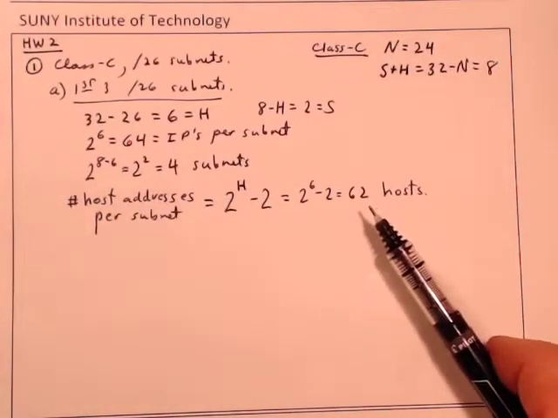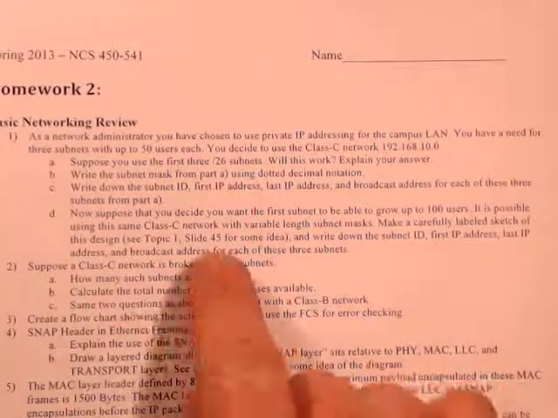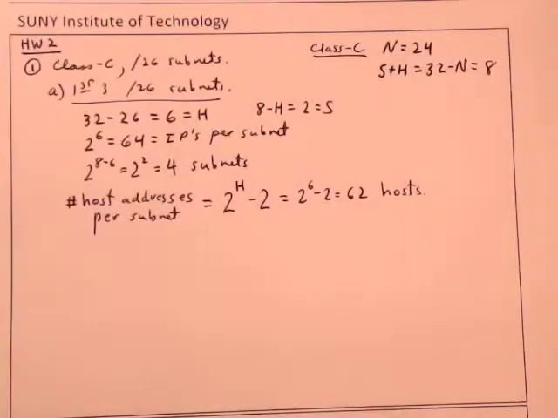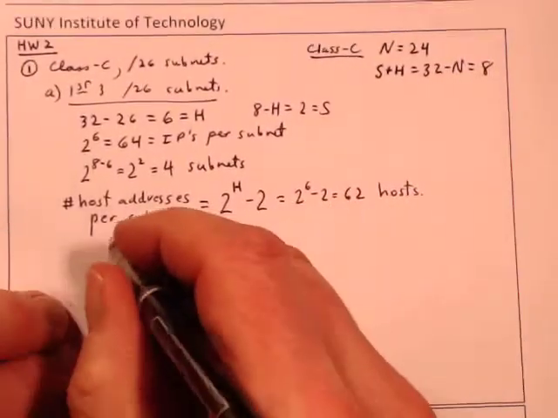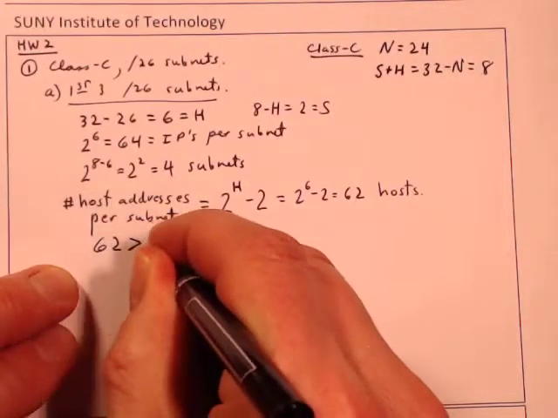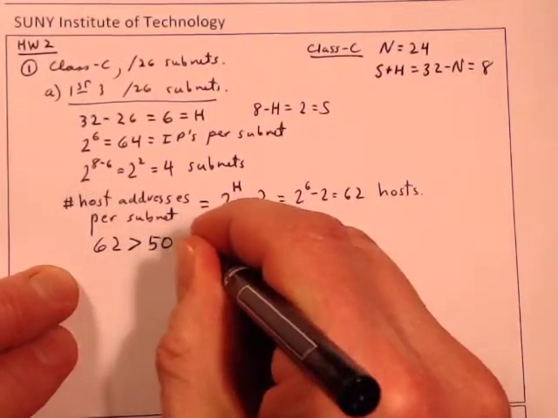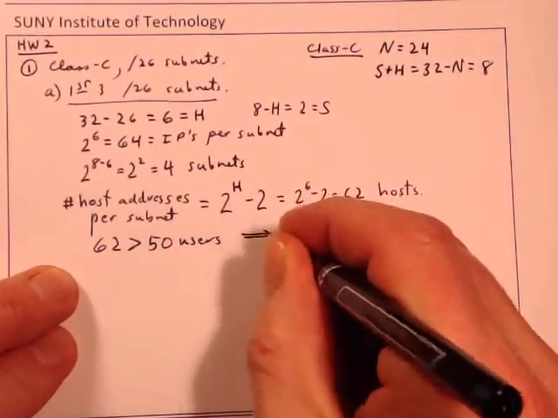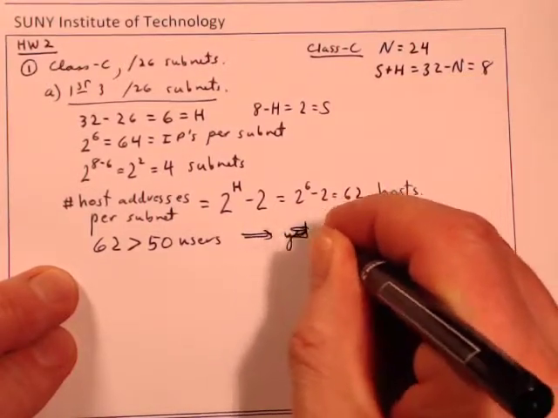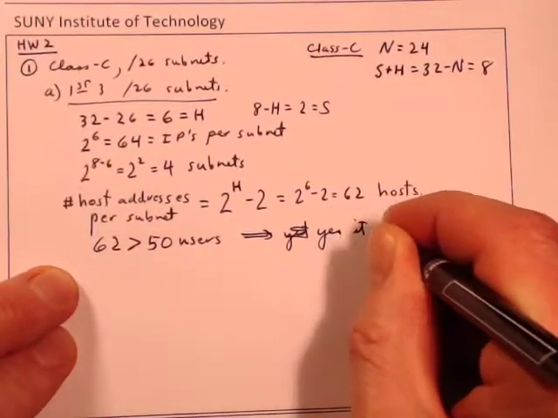And the problem stated that we want it to hold 50 users each. And so 62 is greater than the 50 users, so yes, it works.